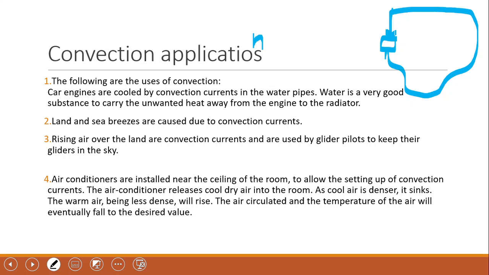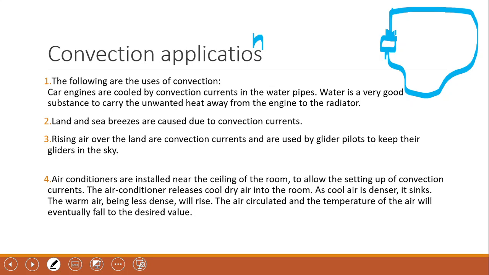That the hot air or the hot substance or the hot water is taken up and the cold one then sinks down. So it's like a circular cyclic process which can be made use of in different processes. Similarly, as they're talking about the glider pilots or the gliders in the sky, they make use of this whole process too. Similarly, air conditioners are installed near the ceiling of the room to allow the setting up of convection currents.